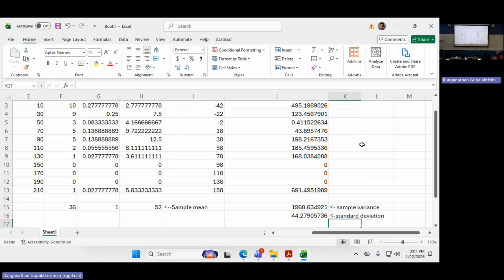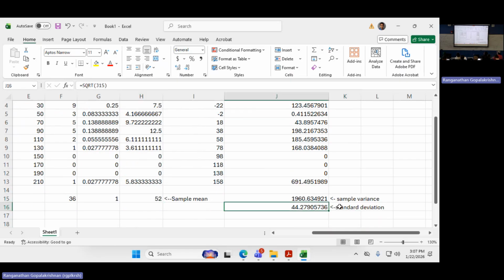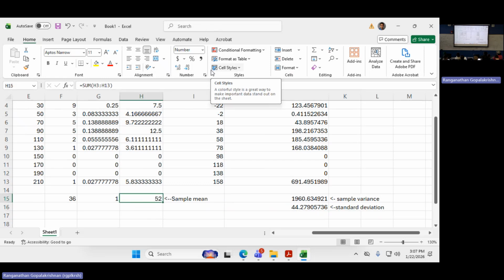N is the total number of data points, which is 36. So this step from going from the sample mean 52 to the 44.27, which is the standard deviation, is just to get the two numbers which are needed for our calculation.